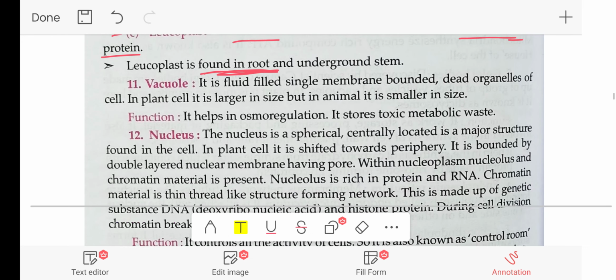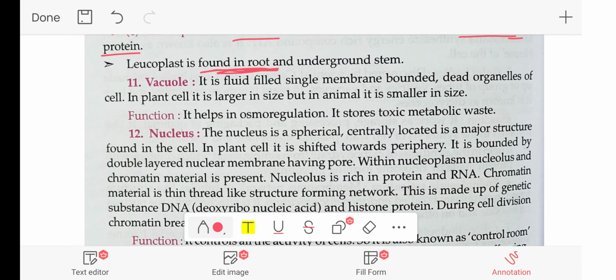Next, vacuole. It is a fluid-filled, single-membrane-bounded, dead organelle of the cell. In plant cells, it is larger in size, but in animals, it is smaller in size. Its function. It helps in osmoregulation. It stores toxic metabolic waste.